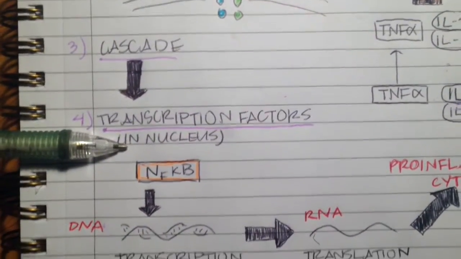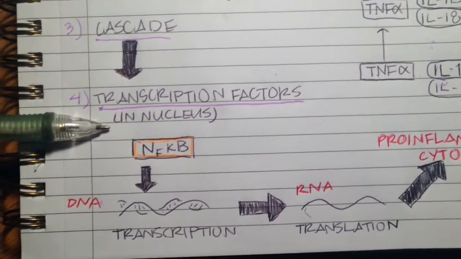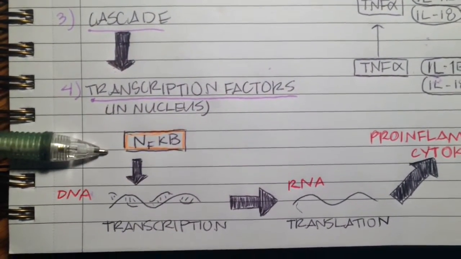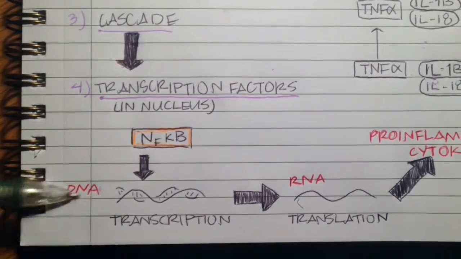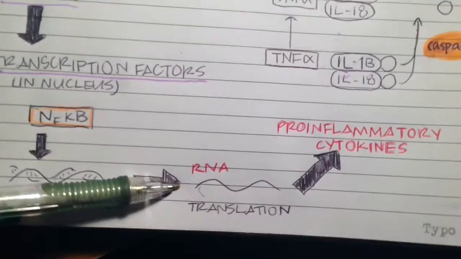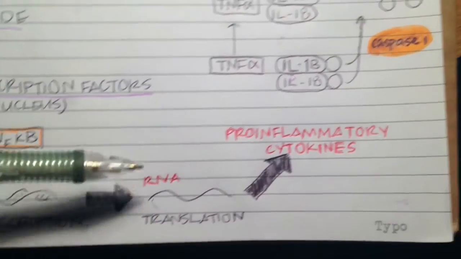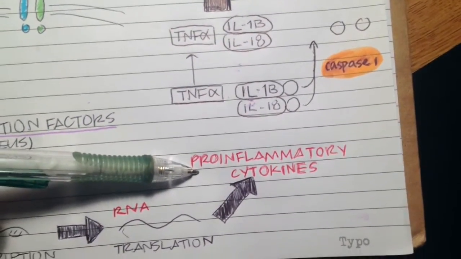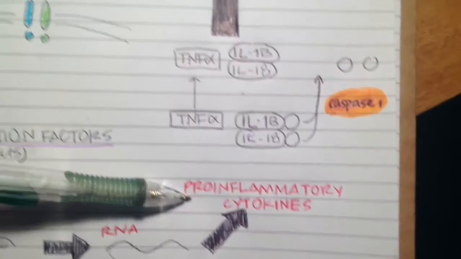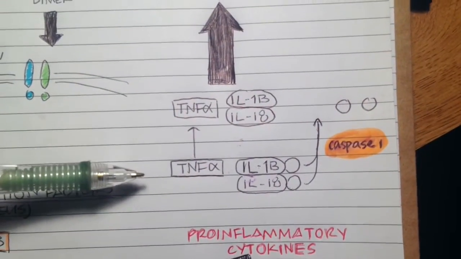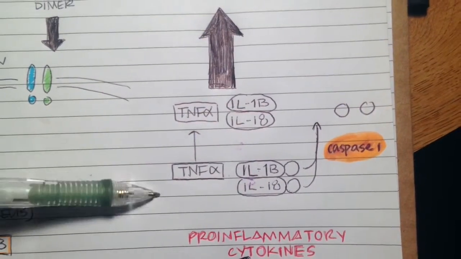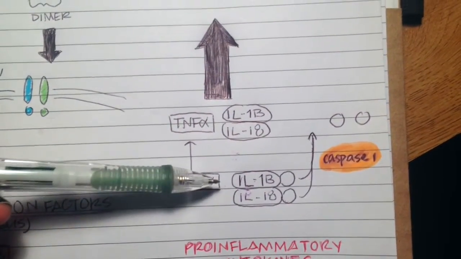In our case, TLR6 activates NF-kappa B, which stands for nuclear factor kappa B. This will encourage DNA to transcribe new RNA, and then this RNA will be translated by ribosomes to make pro-inflammatory cytokines. These are basically small proteins that induce inflammation. The main cytokines produced here are TNF-alpha, IL-1B, and IL-18.